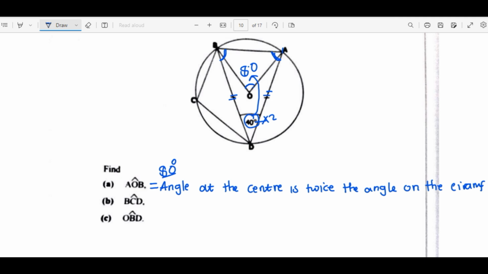Okay, if the question was to be reversed, given an angle at the center, and asked to find the one on the circumference, you need to divide. 80 divided by 2, you get 40.